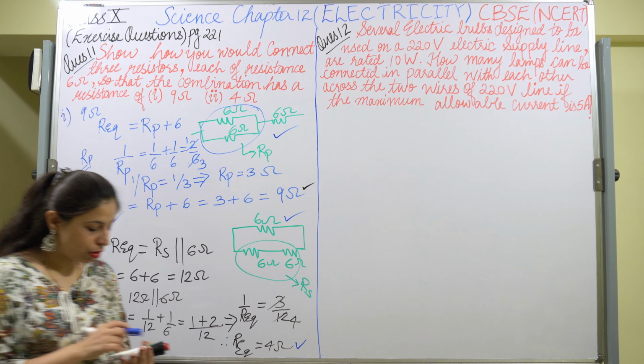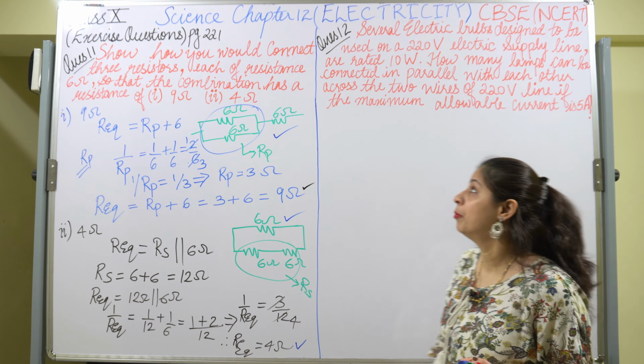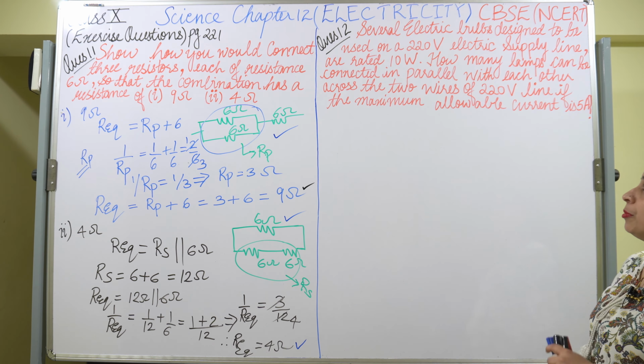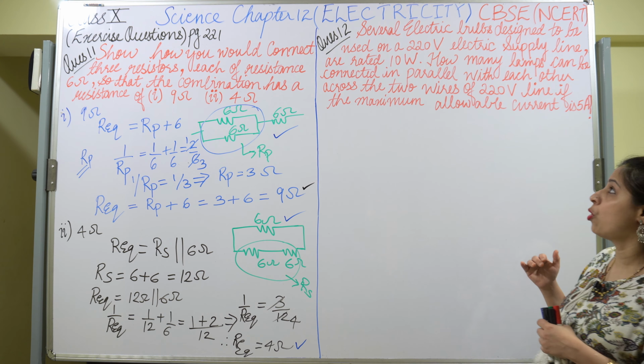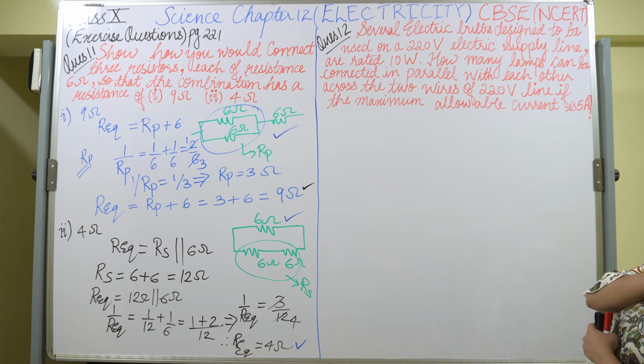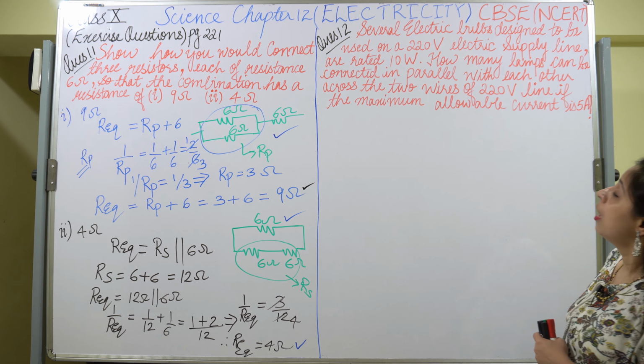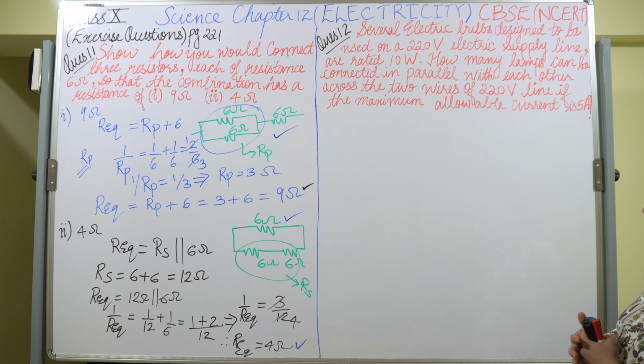Now let us move on to question number 12. Question number 12 says, several electric bulbs designed to be used on a 220 volts electric supply line are rated 10 watts.